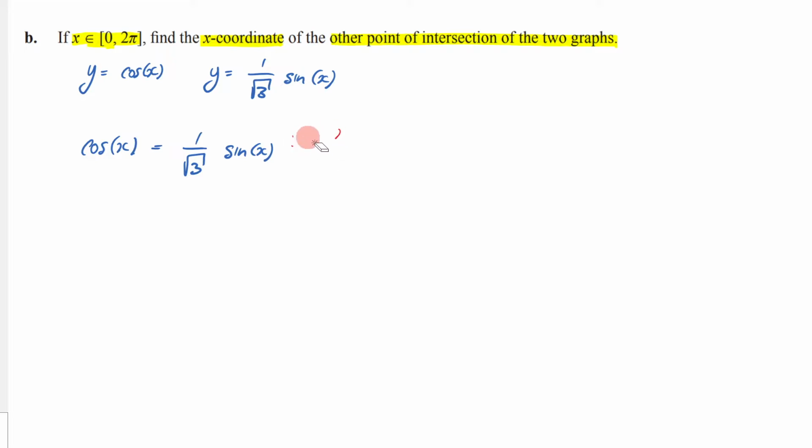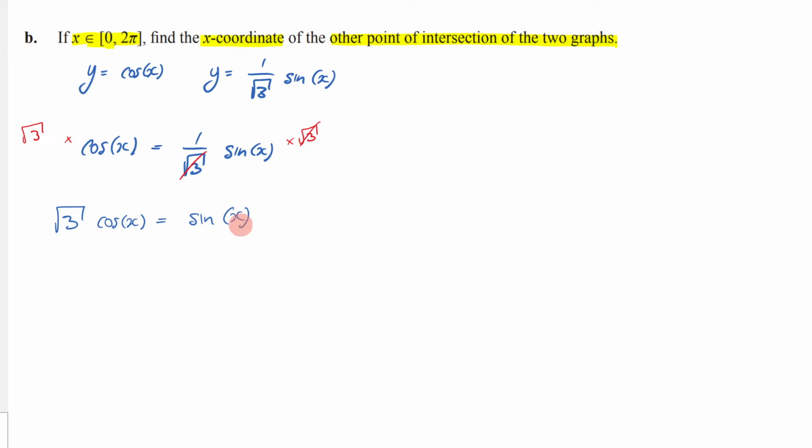Actually, I'm not going to do that. The first thing I'm going to do is let me show you what I'm going to do. I'm going to times this side by the square root of 3. I'm going to times this side by the square root of 3. That will go away with that, which will mean what I'm left with now is the square root of 3 cos of x is equal to the sine of x.